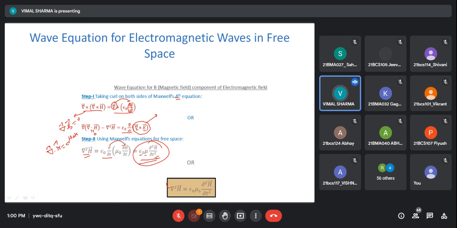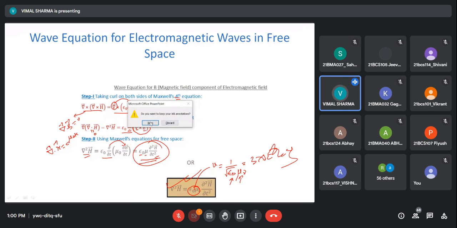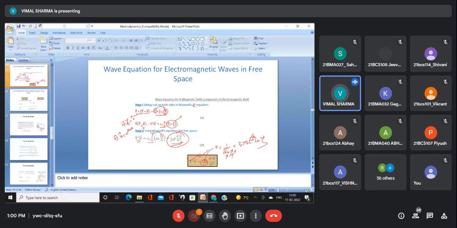You get a similar wave equation as we have derived for the electric field component. From here as well, you can find that this v, which is 1 over under root mu naught epsilon naught, putting these values here, is 3 into 10 raised to the power 8 meter per second. So this is how these Maxwell equations are helpful in writing the wave equation, and then in predicting the velocity of these electromagnetic waves in free space.